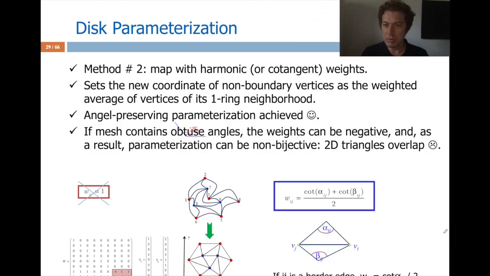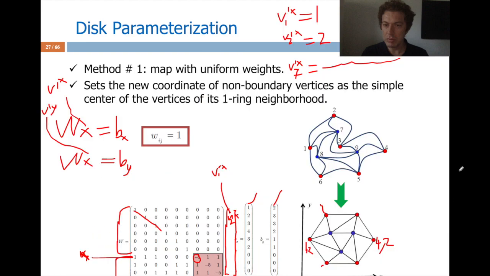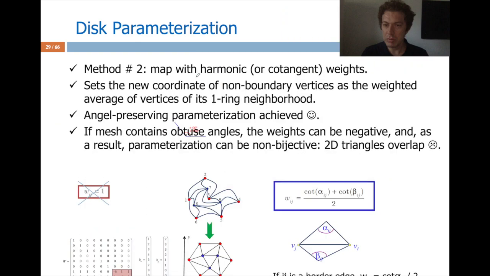So what are the other W's? So far, I talked about uniform weights. Okay, so all the weights were 1. Which is okay, but not perfect, because it doesn't respect the original geometry, original triangulation. Here is one way, the cotangent way, is very popular in digital geometry processing.